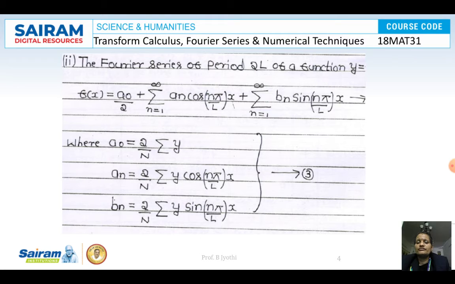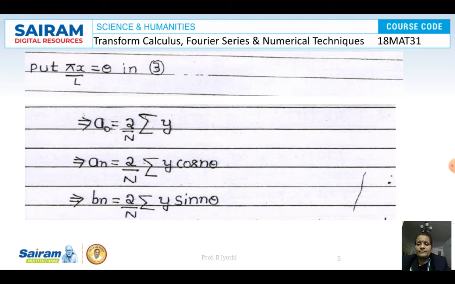The Fourier series of the period 2l of a function y equals f of x is given by a naught by 2 plus sigma an cos n pi by l of x plus sigma bn sin n pi by l of x. Let's call this equation 2, where a naught is given by 2 by n into sigma y, and an is given by 2 by n into sigma y cos n pi by l of x, and bn is given by 2 by n sigma y sin n pi by l of x. Let's call this equation number 3.